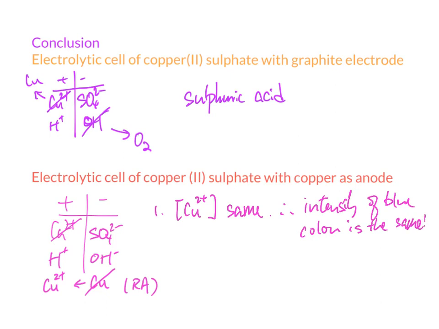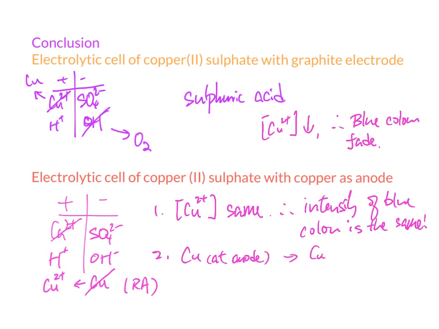So this is one of the very important observations. But for the one above, the Cu2+ concentration keeps decreasing, so the blue color fades. This is the main difference. Other than that, you have to remember that Cu at the anode will become Cu at the cathode. Therefore you will find that the mass lost in the anode will be the same as the mass gained in the cathode.